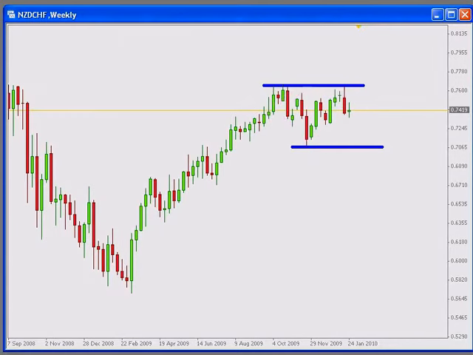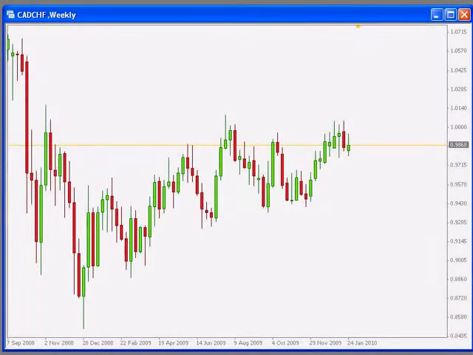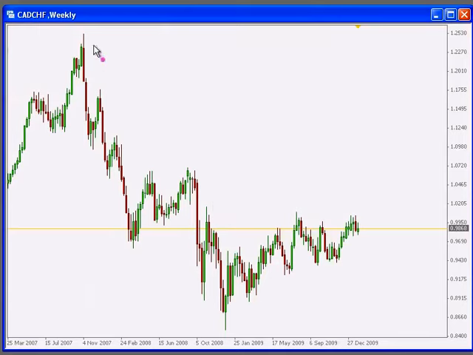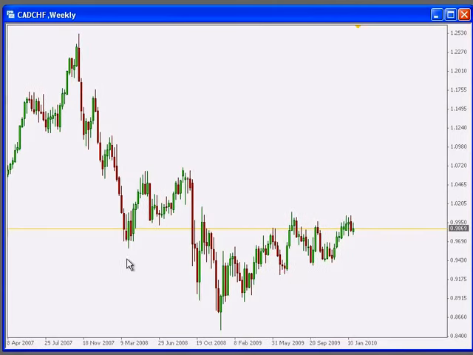Okay. All right. Let me give you another example. Canadian dollar against the Swiss franc, weekly time frame. Current market price, right there. Let me zoom out a little bit. As we can see, we used to have a downtrend in there, but it's obviously been broken. It's been broken for quite a while.